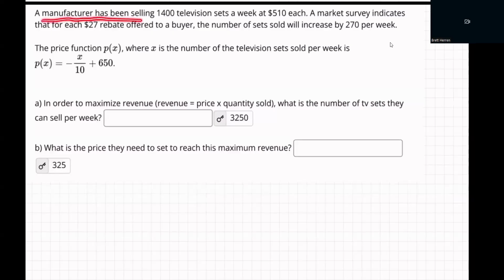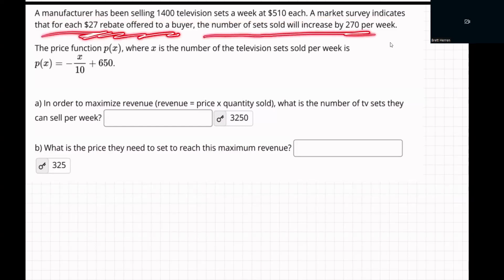A manufacturer has been selling 1,400 television sets a week at $510 each. A market survey indicates that for each $27 rebate offered to a buyer, the number of sets sold will increase by 270 per week. This is why businesses do sales. They want to increase. They give a cheaper price, but then they sell more, and overall they make more money.